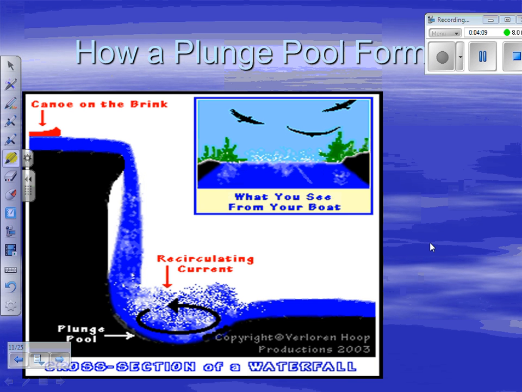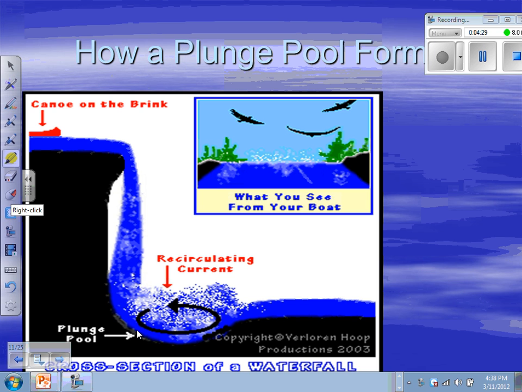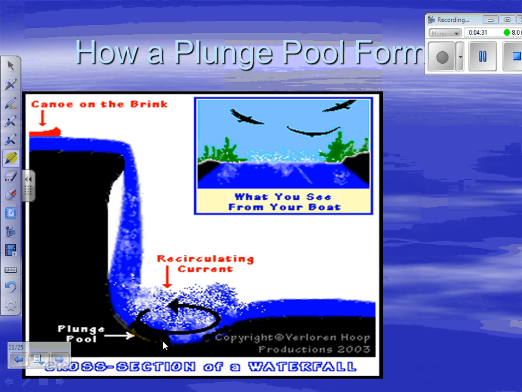How a plunge pool forms. Suppose we have a canoe on the brink of a waterfall. What you would see from your boat, if you went over the waterfall, is that you would fall into the plunge pool, and typically there's a recirculating current. In the case of Porcupine Creek and where Parker's looking now, the gold would be deposited down here at the bottom of the plunge pool.